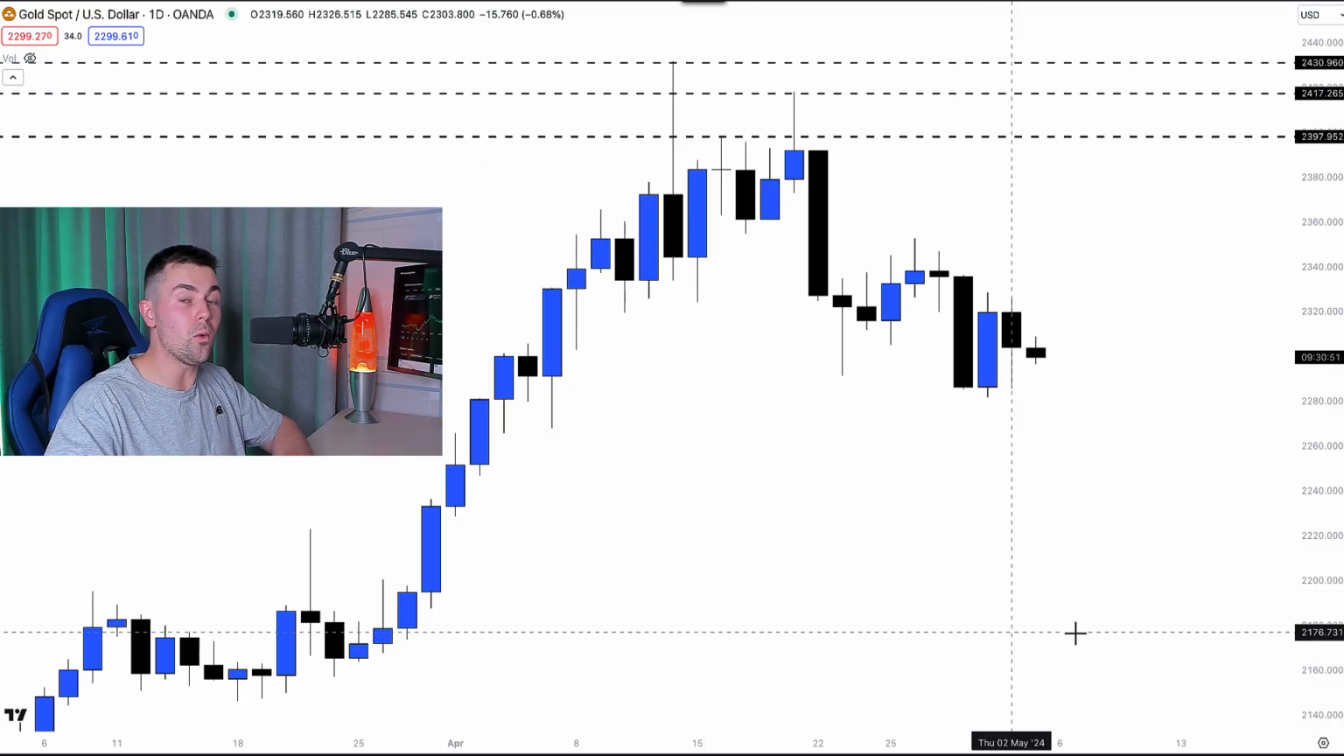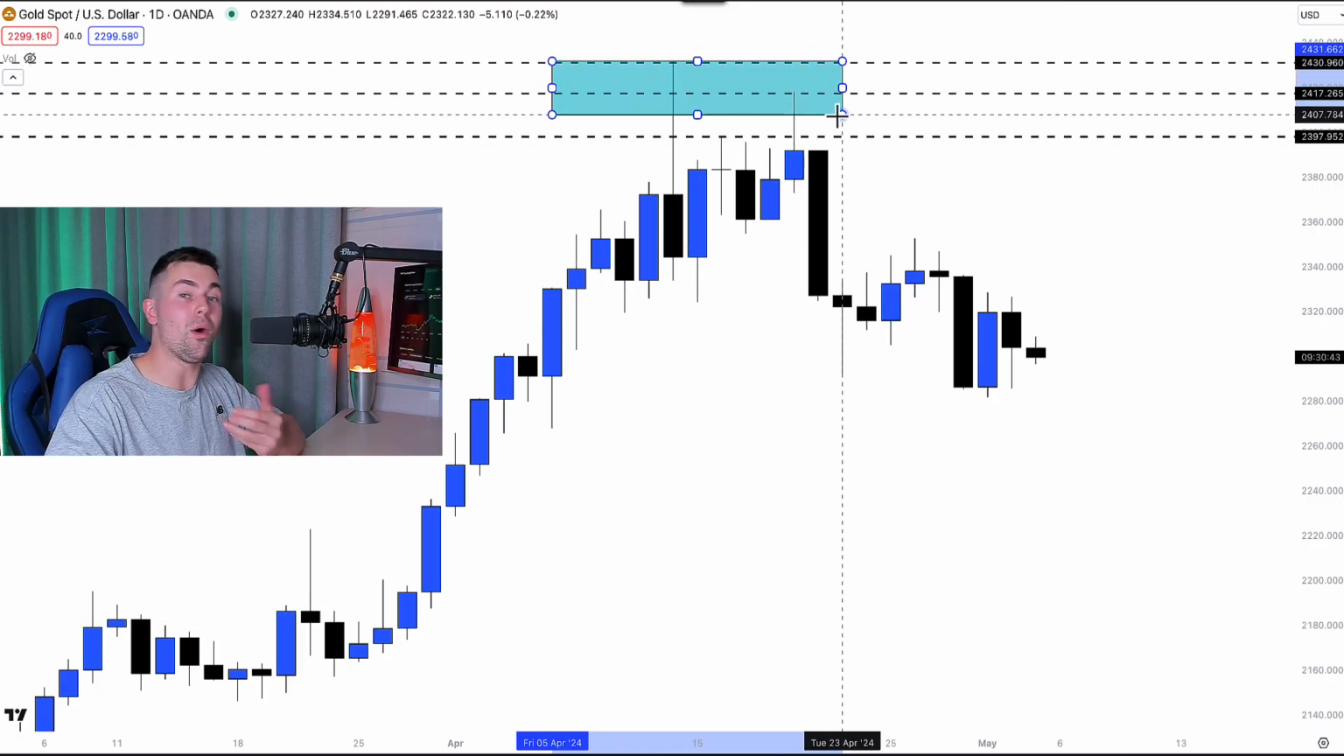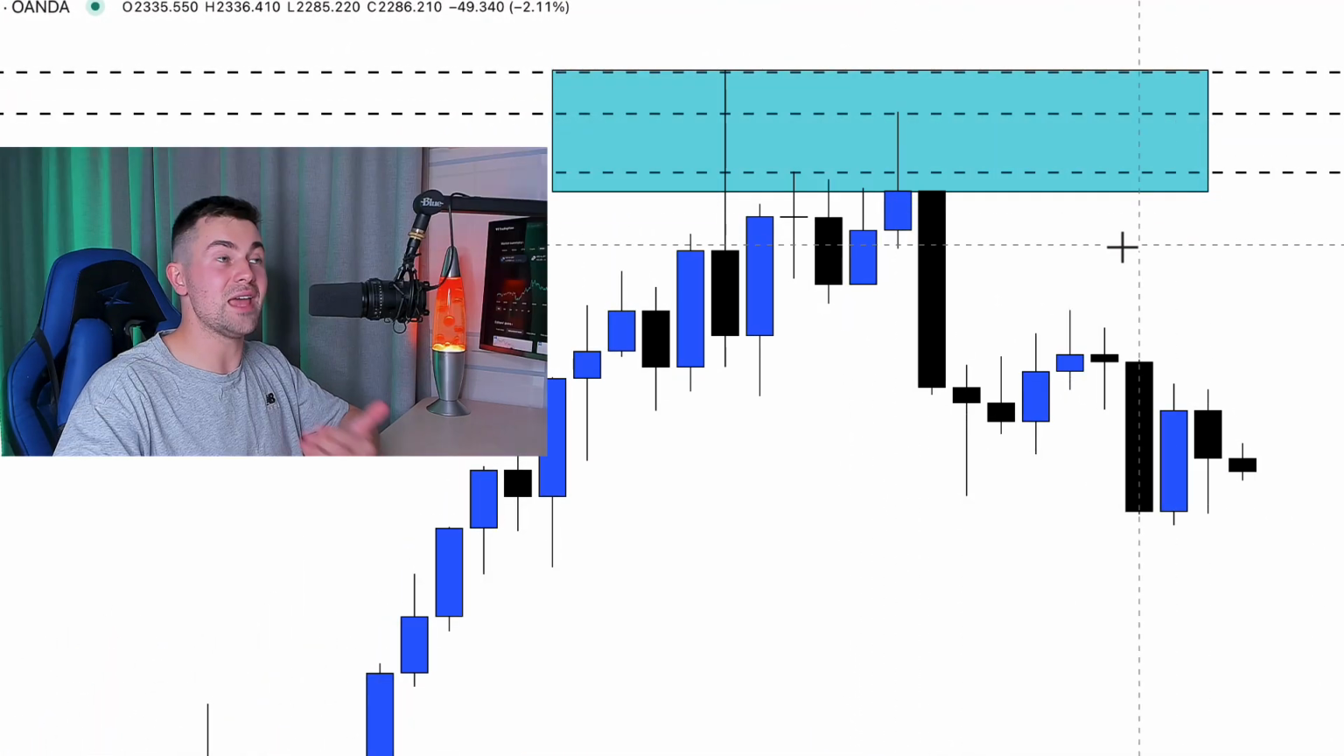In order to draw the liquidity zone properly, take the highest level, and the lower boundary of the zone will be the highest candle close. That is our first liquidity zone that we spotted on gold on a daily.